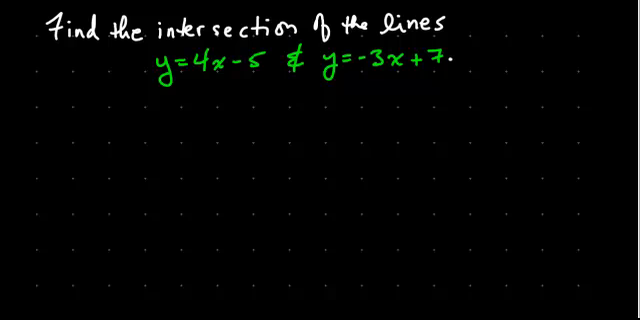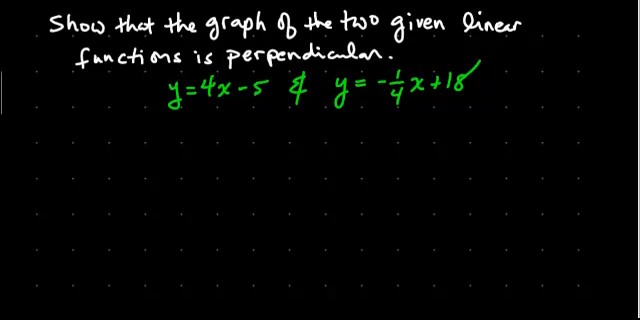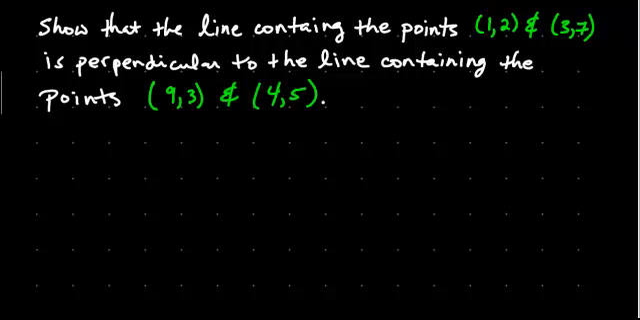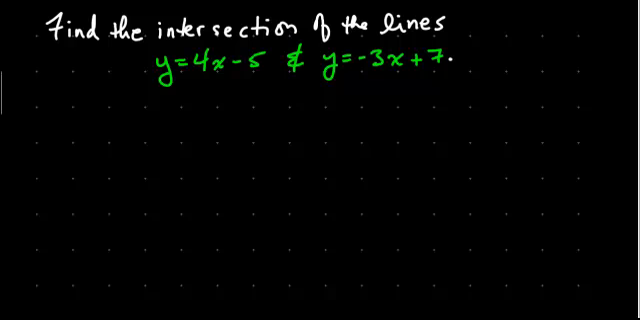Now we're going to do 3 more problems involving linear functions. Given 2 lines, we're going to find their intersection. Given 2 lines, we're going to test whether or not they're perpendicular. In this case, we're going to show that these 2 lines are perpendicular. And given two points for a line and 2 points for a second line, we're going to show that the lines passing through those points are perpendicular. Okay, so let's do it.